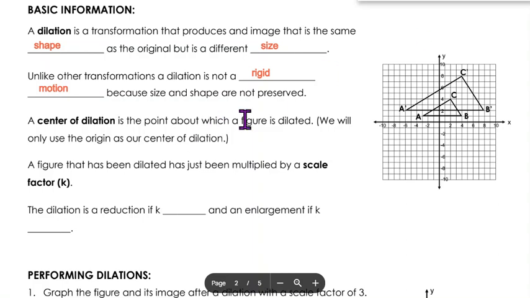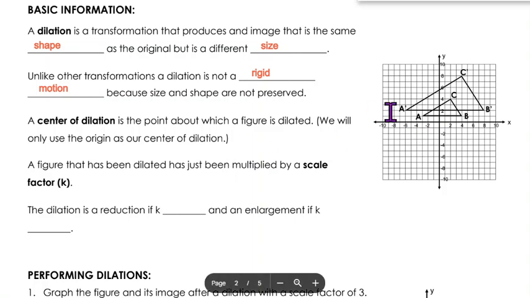Okay, the center of dilation is the point from which a figure is dilated. Our center of dilation is always going to be the origin. You could change the center of dilation, but in pre-algebra, all you're going to see is the origin as the center of dilation. A figure that has been dilated has just been multiplied by a scale factor.